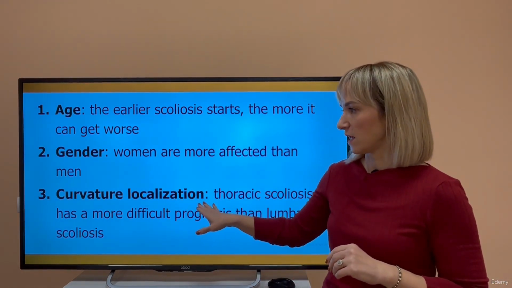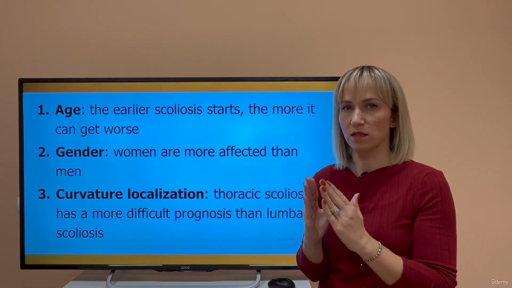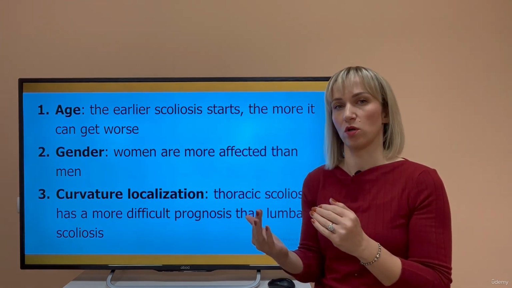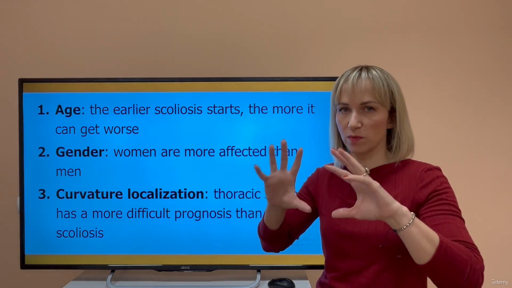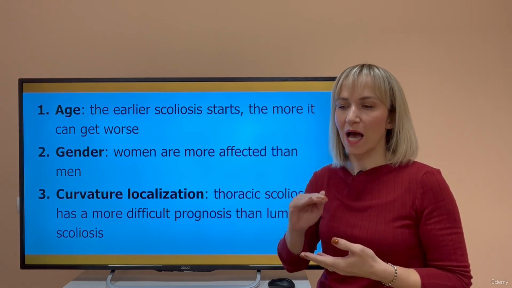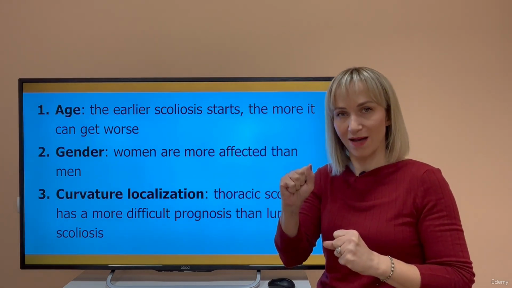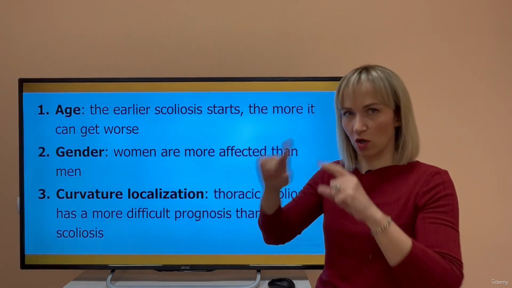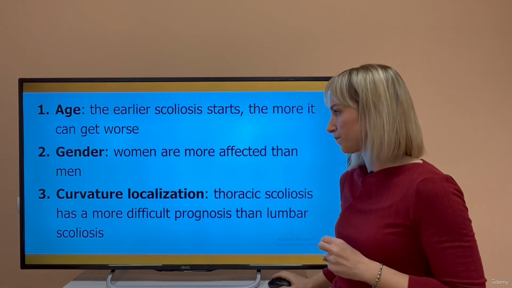Then the curvature localization. The thoracic spine is a more rigid spine. So if we have a thoracic scoliosis, it's not as easy to treat as a lumbar scoliosis, because in the thoracic scoliosis we have the ribs, and the ribs are rigid. So it's very difficult to rotate the ribs. In the lumbar scoliosis, we have the muscles, so it's easier for us to work with stretching and activating the muscles than in the thoracic region. So depending on the localization of the Cobb angle and the scoliosis, it's easier or more difficult to work.